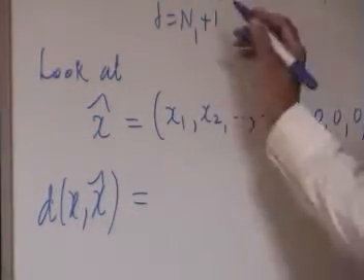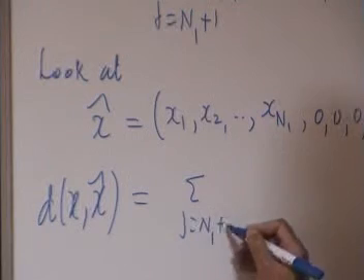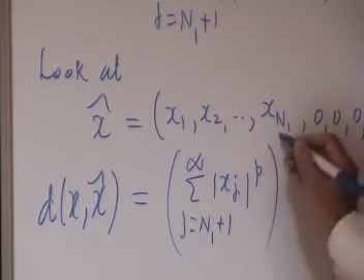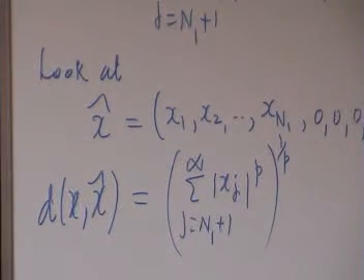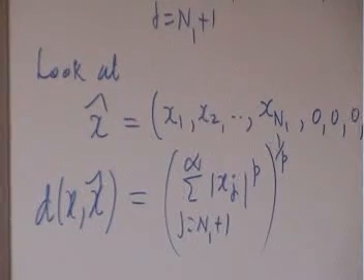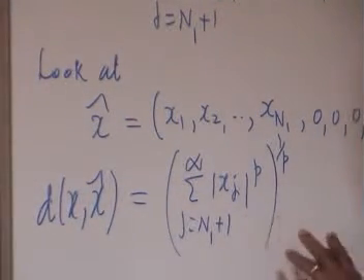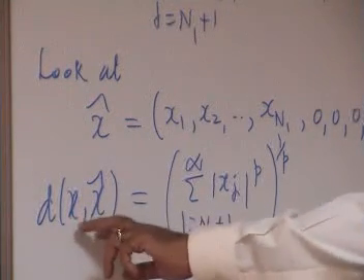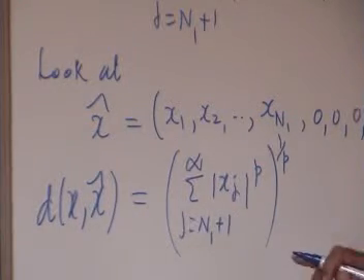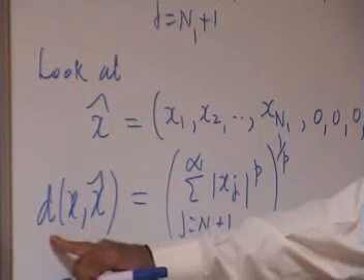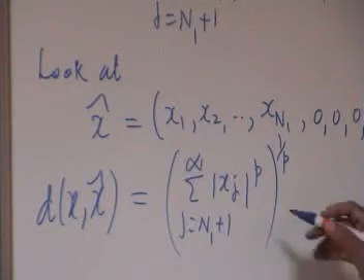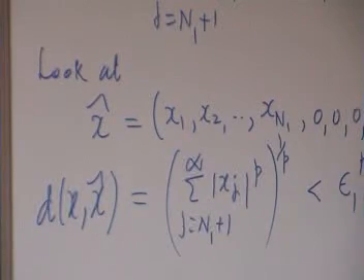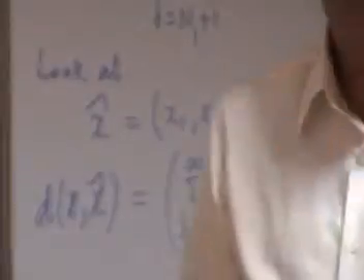Less than epsilon. It is the summation over j equal to n1 plus 1 to infinity of mod xj to the power of p, to the power of 1 over p. Why is this? Because the first n1 coordinates were the same, therefore the difference is 0. Beyond the n1 coordinate, these coordinates are all 0. The only things that survive are the coordinates of x. But now this is less than epsilon 1, and therefore this will be less than epsilon 1 to the power of p.